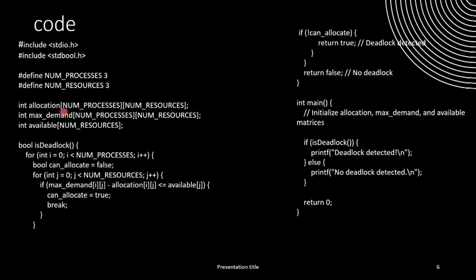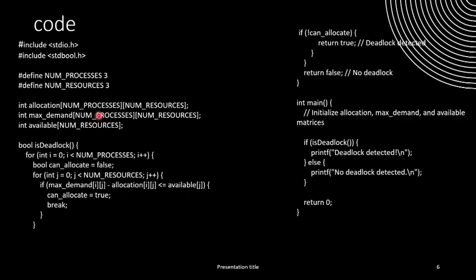Here also we define num resources, num process 3 and num resource 3, and here also the array is defined as a special array. There are two indexes, num process and num resources.